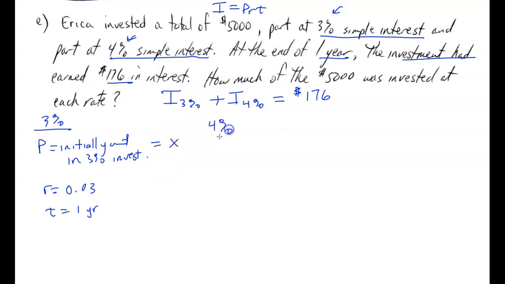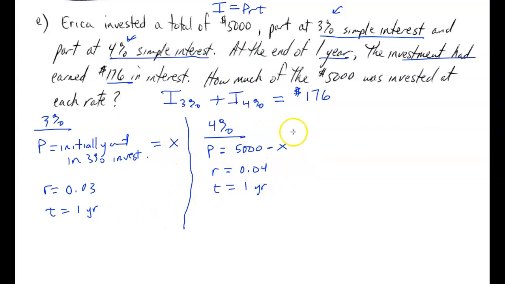For the 4% investment, we know that whatever amount of the 5,000 is not in the 3%, that has to be in the 4%. So here, that would be 5,000 minus X. Because again, whatever is not in here of the 5,000, the remainder of it has to be here. The rate is going to be 4%. And of course, the time again is going to be 1 year.